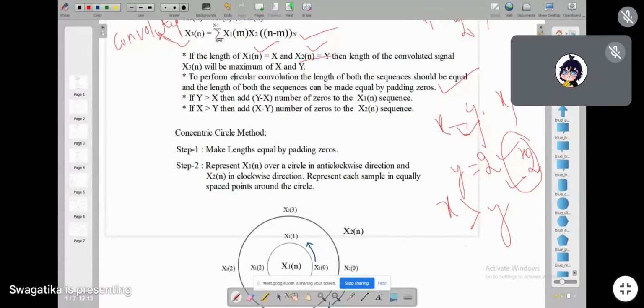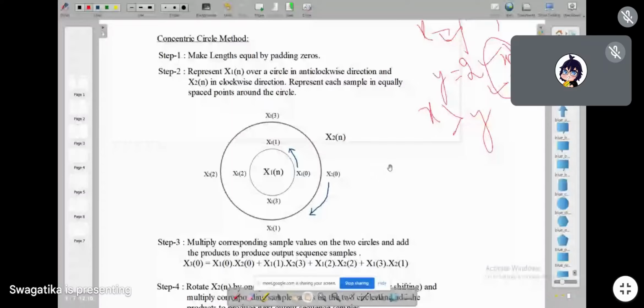So coming to the steps. For linear convolution we used two methods: the direct method and the matrix method. Similarly, here also different methods are there: the concentric circle method, the direct method, and again the matrix method. First we will see the concentric circle method.